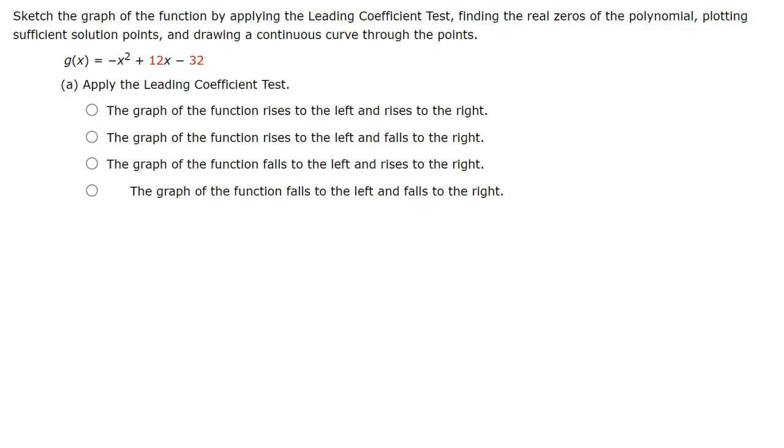Sorry, excuse me, I'm dealing with an even function. When I have an even function and a negative leading coefficient, it's going to fall both on the right and on the left. So I need to find an option that falls on the left and falls on the right. Which one gives me that? This third one, right? The graph of the function falls to the left. Oh no, that one also rises. And then the last one, the graph of the function falls on the left and falls on the right. So the answer is going to be this last one.